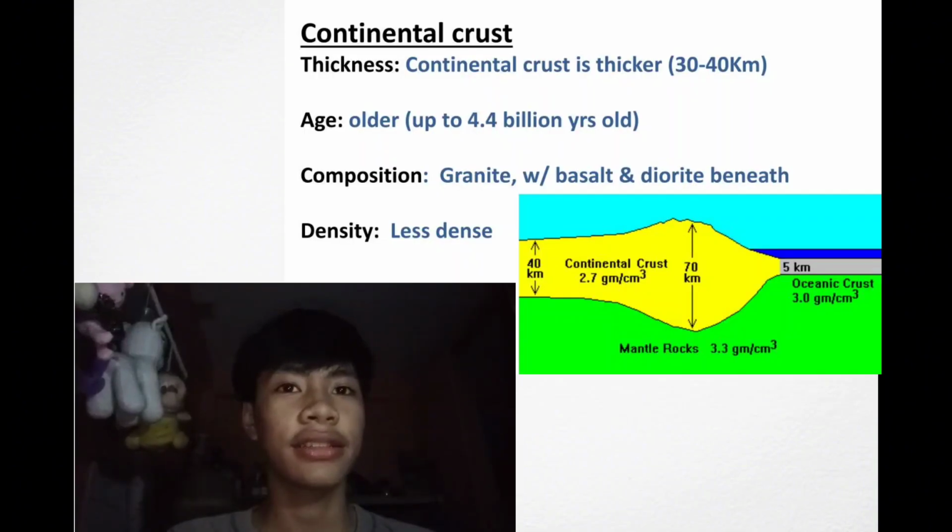Continental crust. The age of continental crust is 4 billion years. The thickness of continental crust is 25 to 70 km. The density of continental crust is 2.7 grams per cubic centimeter. The rock composition of continental crust is granitic rocks.